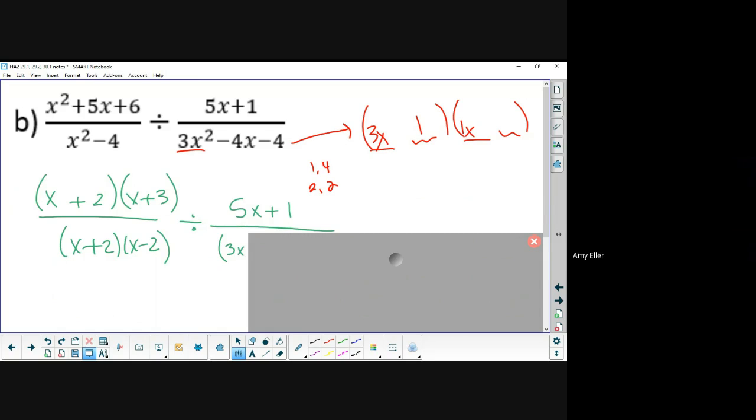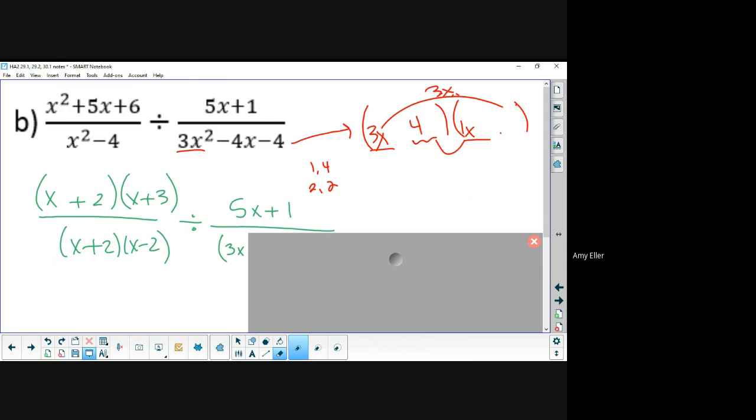So if I put a 1 and a 4, that makes 12x and 1x. That's never going to make negative 4. So I'll make this a 4 and make this a 1. That makes 3x and 4x. That's not going to work either.